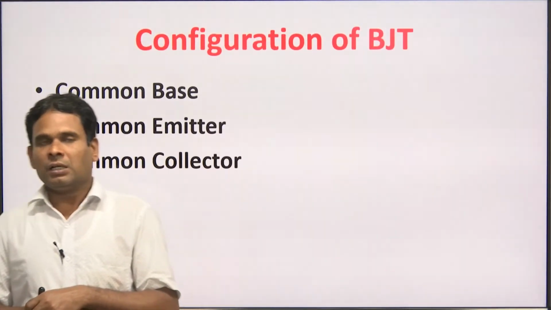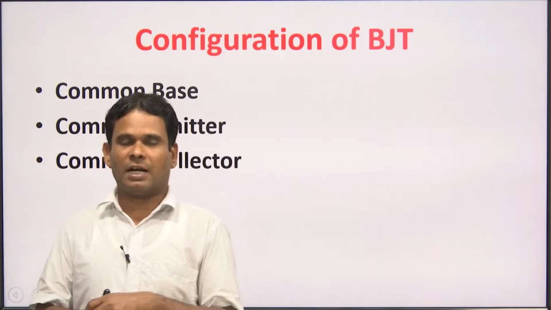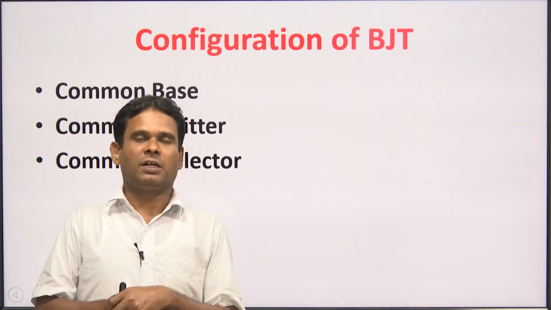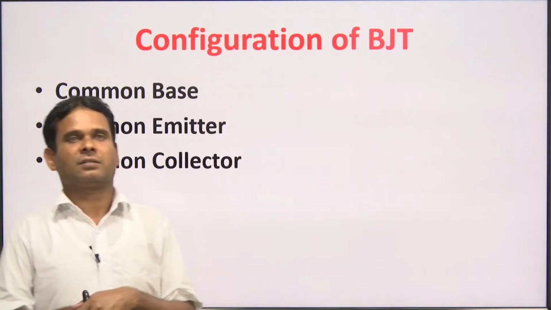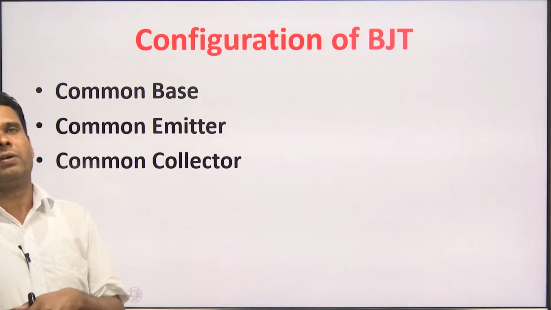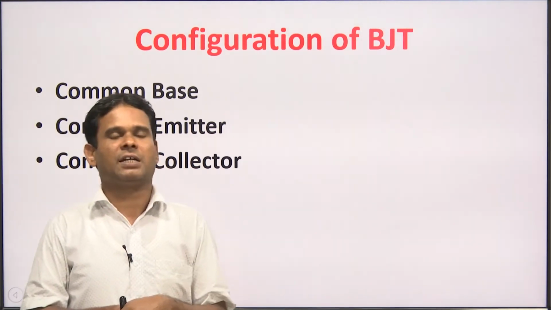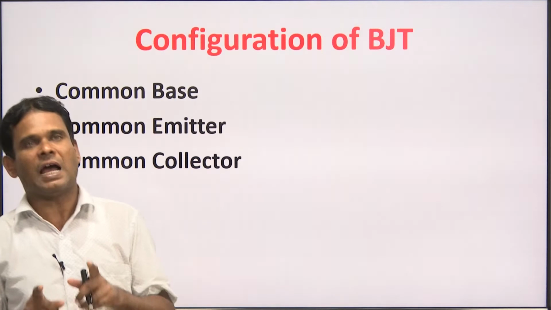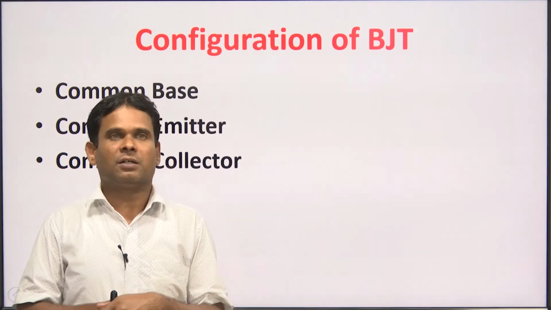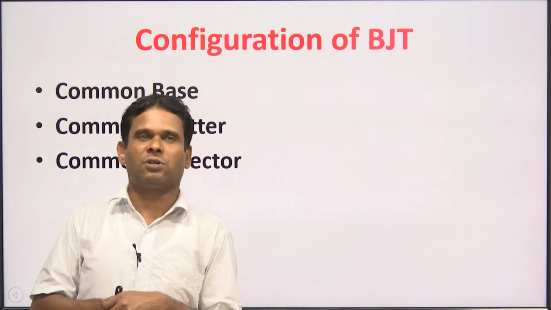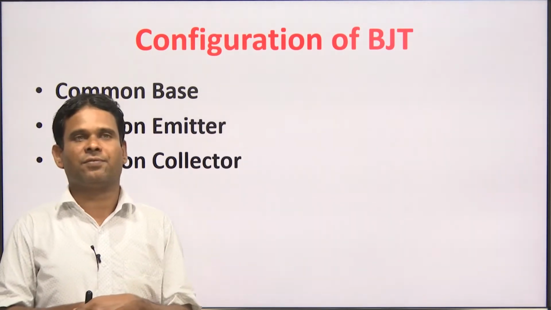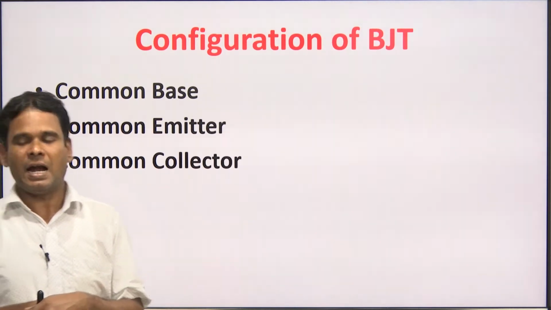Now, connection or configuration of a transistor. There are three types of connection possible in the case of a transistor, because there are three terminals. In one terminal we give the input, in another terminal we take the output, and the third terminal is taken as common with respect to both input and output. That terminal is called common. So there are three types of configuration: common base, common emitter, and common collector.